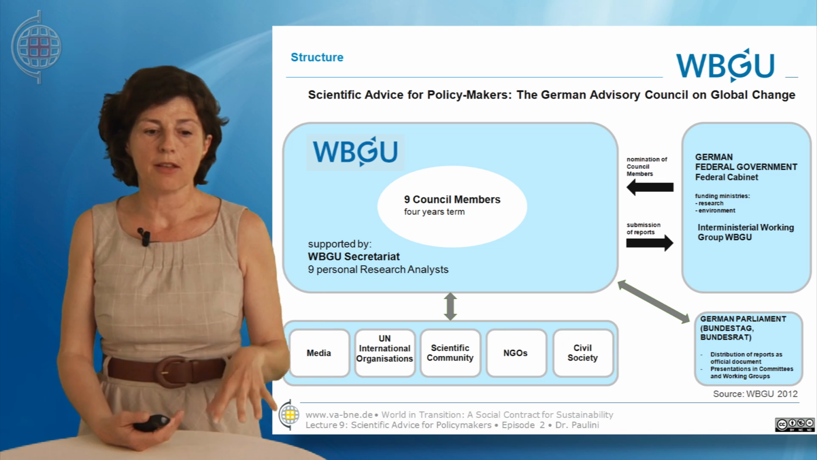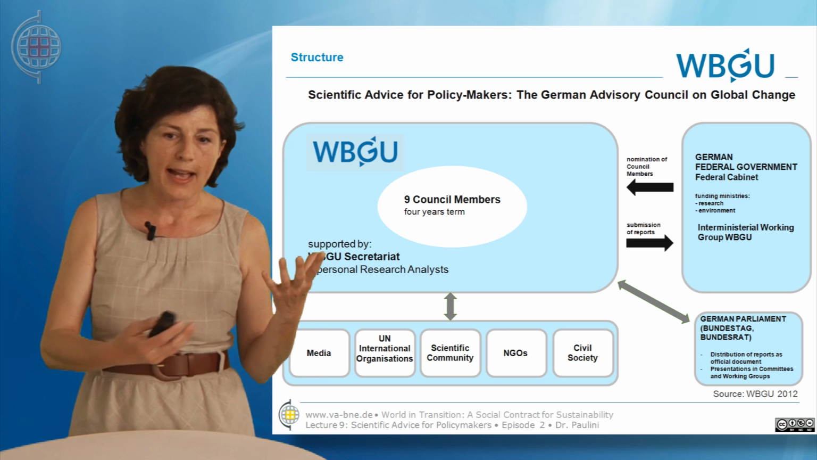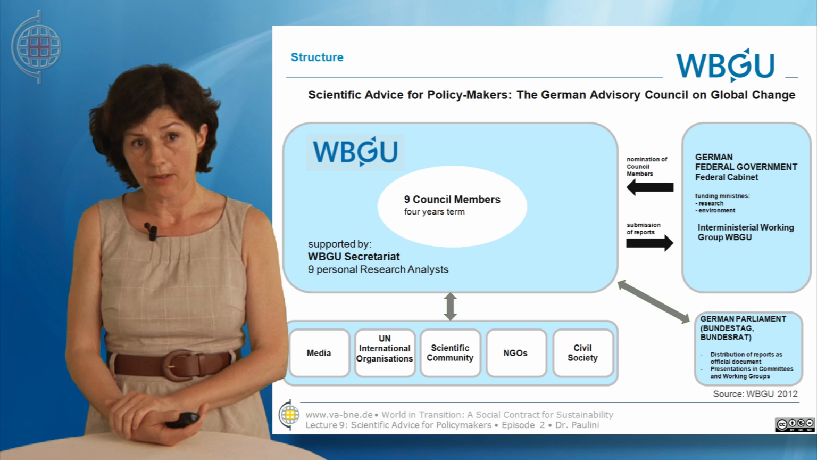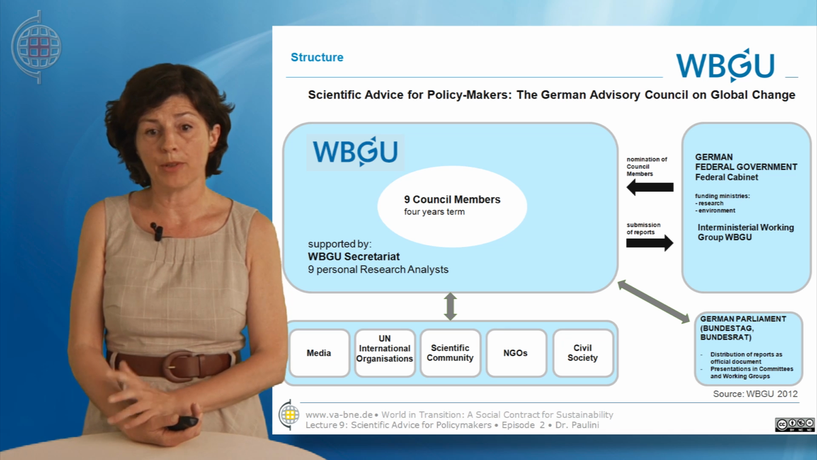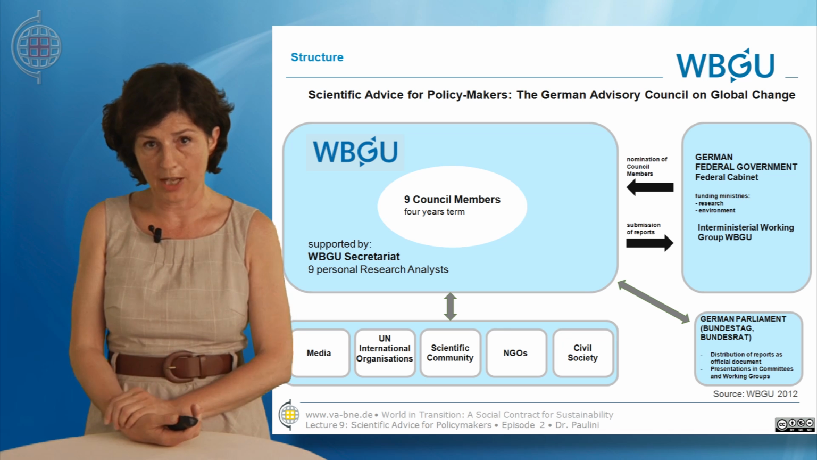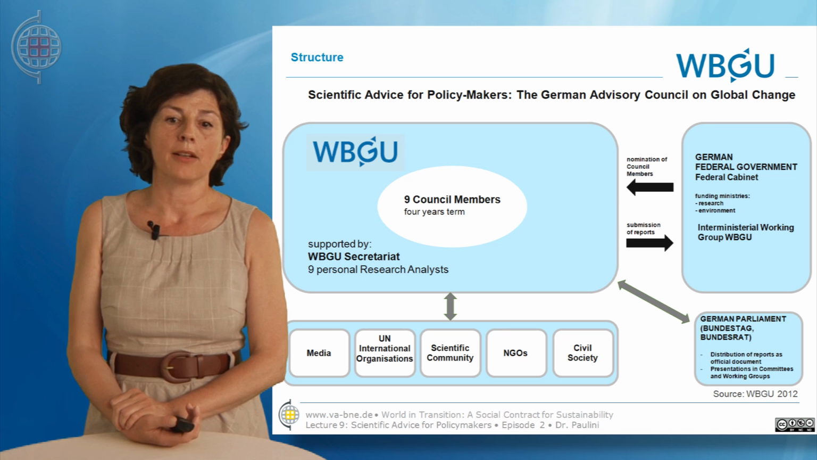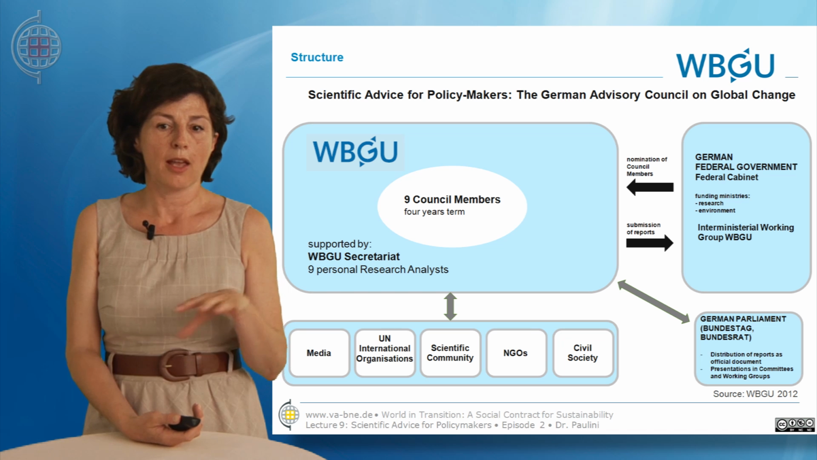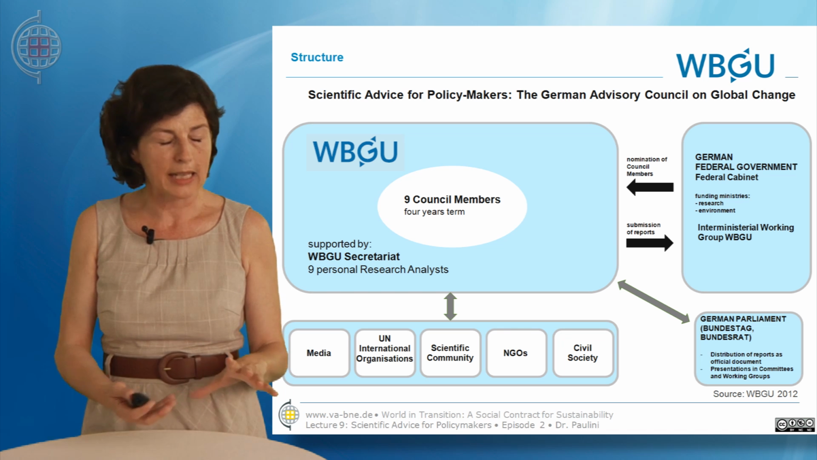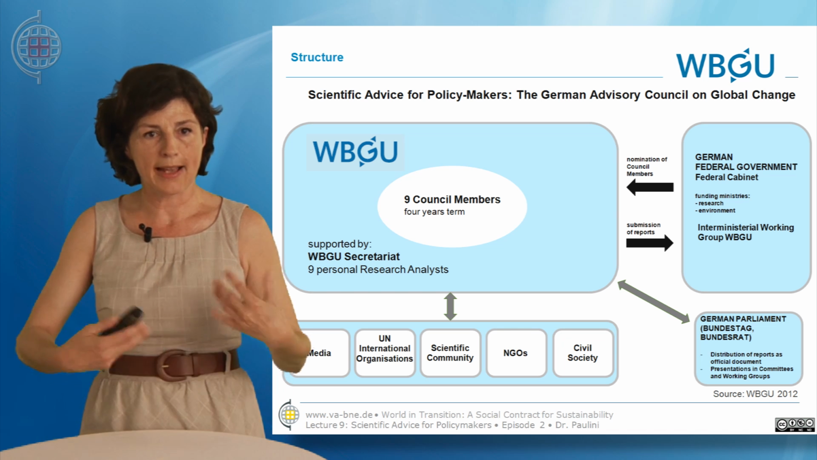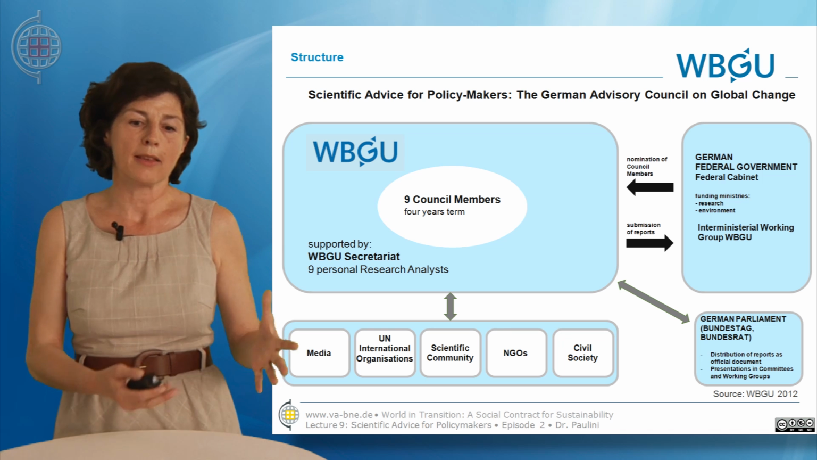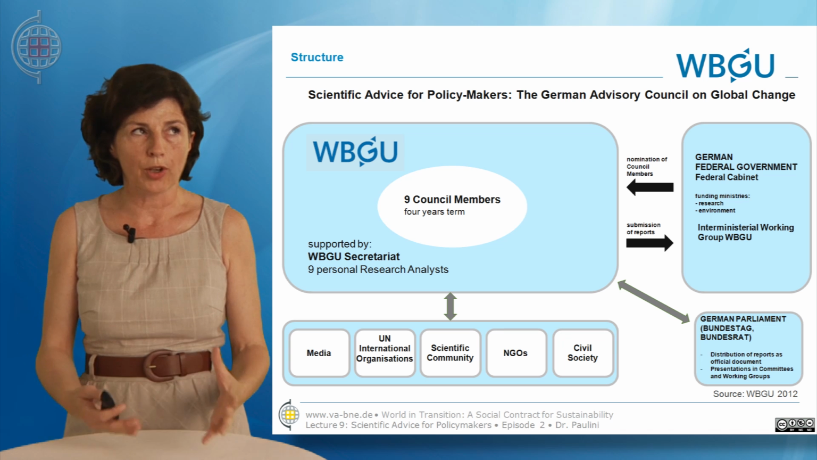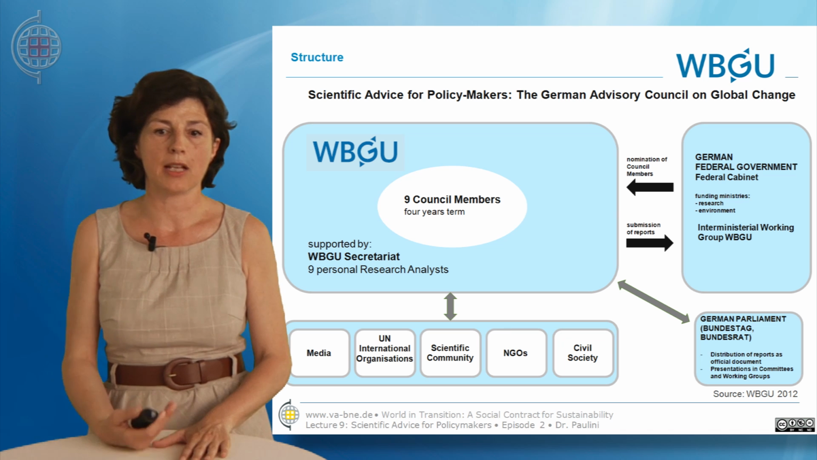Next to the government, there are also interactions and discussions with the German parliament and also with the Bundesrat, which is the representation of the German Länder. And these two groups usually publish the reports or papers, statements by the WBGU as their own papers. So WBGU reports become official paper work that can be found in the Bundestag and Bundesrat.